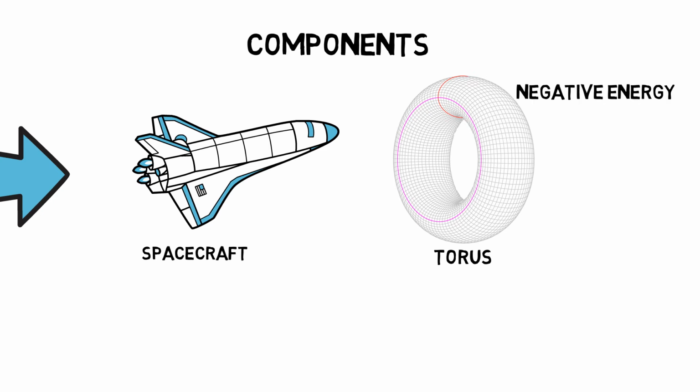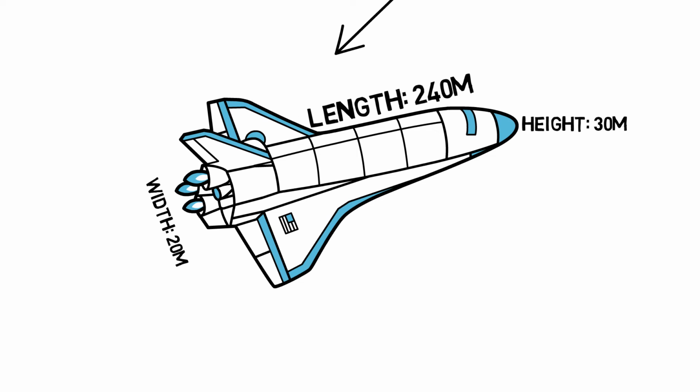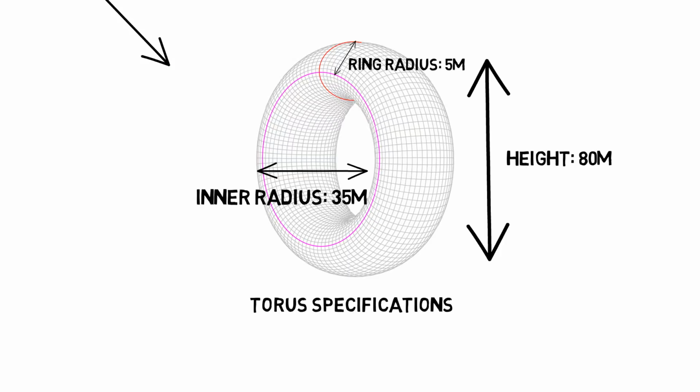Components of the warp drive include a spacecraft and torus. The torus is vibrated to create negative energy fluctuations, which would then in turn cause space to warp. The spacecraft is 240 meters long, 20 meters wide, and 30 meters tall, based on real specifications. The torus has an inner radius of 35, ring radius of 5, and height of 80 meters. This will balance with the length of the spacecraft, creating a sturdy structure.